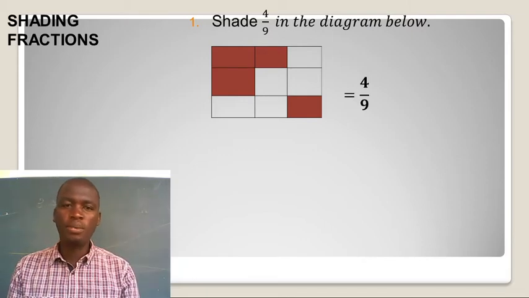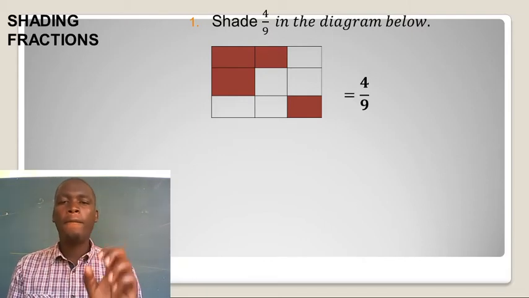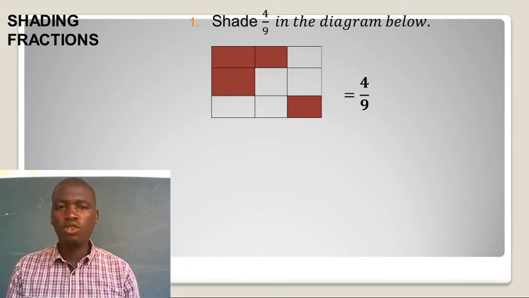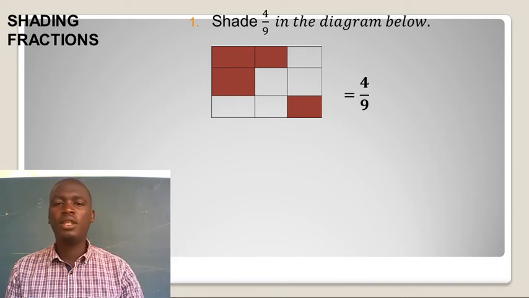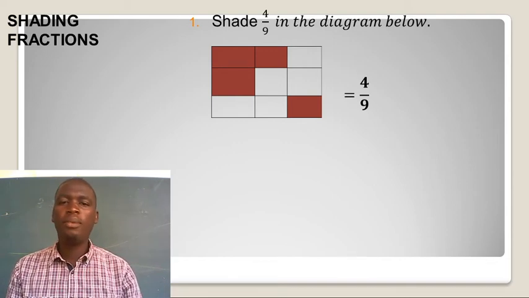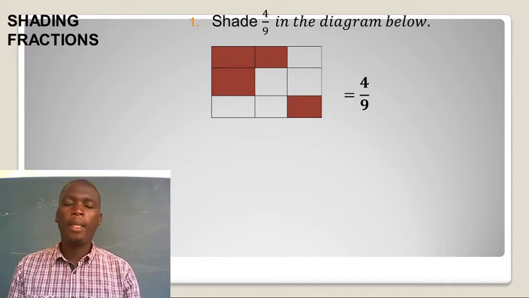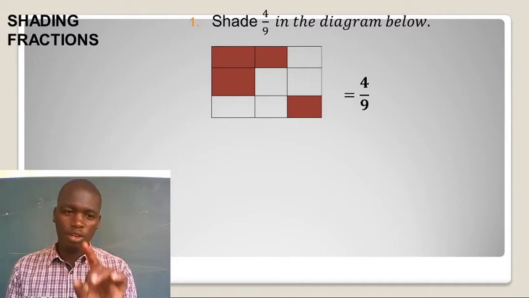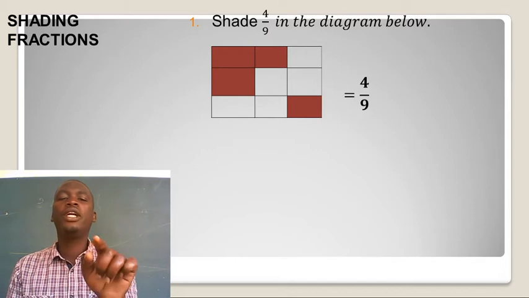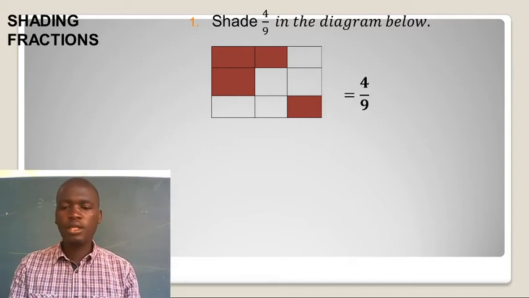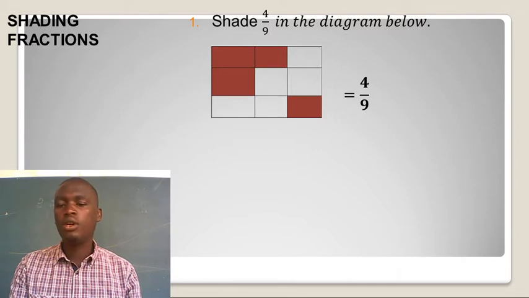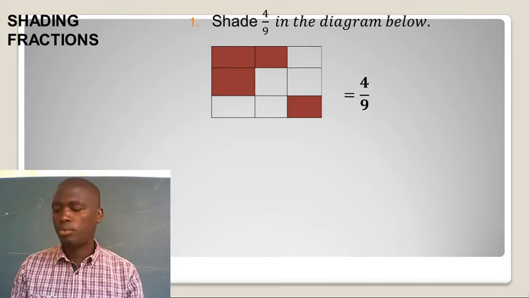So how many parts are you supposed to shade? 4 parts. That is direct. You can shade it direct. I will pick 4 out of 9, because 4 and 9 don't have common factors. The 9 is an odd number and 4 is an even number, so they don't have common factors apart from 1. Therefore, that one you are supposed to go straight and shade. Let's go to our next number so that we can do the work.